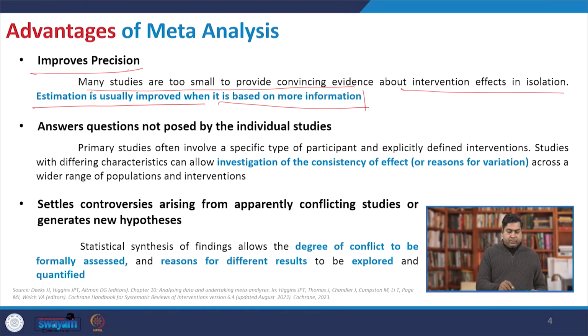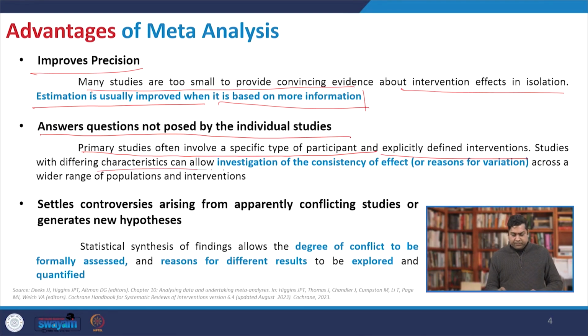Along with that, obviously it will answer the questions not posed by the individual studies. As we are comparing 2-3 different studies of similar nature, where all the papers talk about the same variables and report different correlation values or different associated values, the primary studies often involve a specific type of participant and explicitly define the interventions. So, whatever the strategy, and for a change of that strategy, how things will move, all this scenario may be different for different studies.